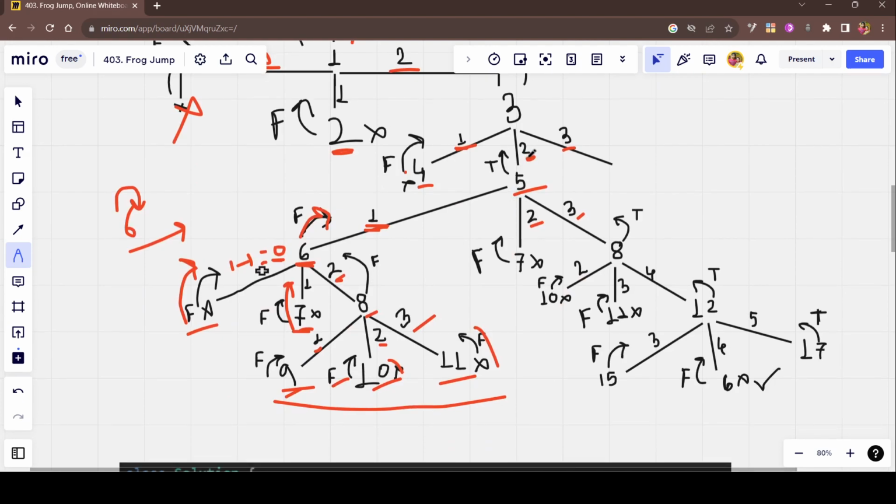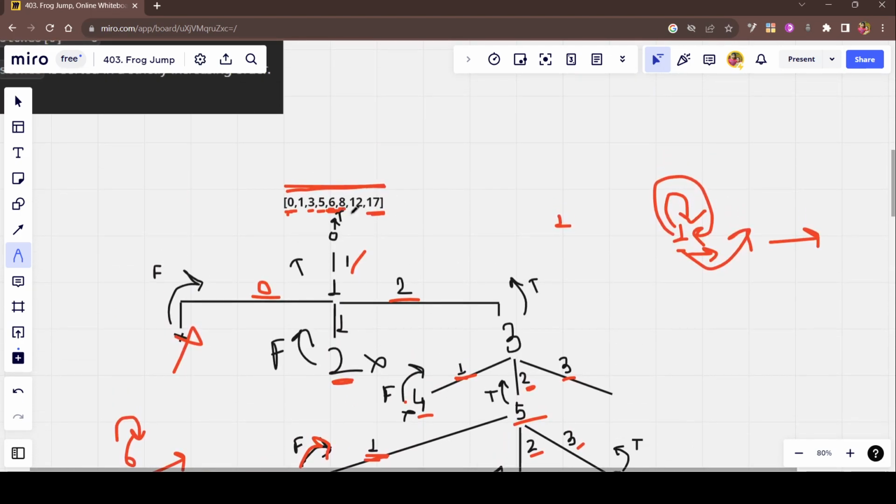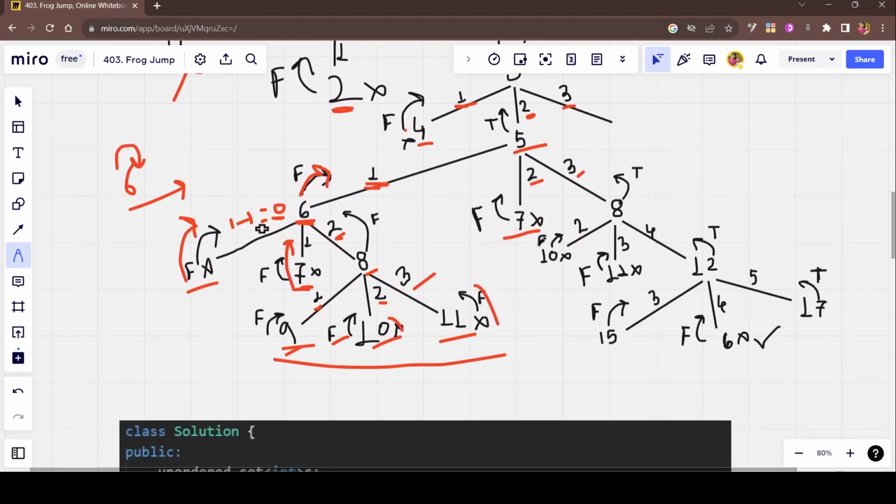If I have a jump of 2, so 5 plus 2 is 7. Do we have any kind of stone on 7? No, we don't have any kind of stone. So I am now on water. If I take the jump of 2 from the 5th index, I am on the water now. So better to not take this. So return false.